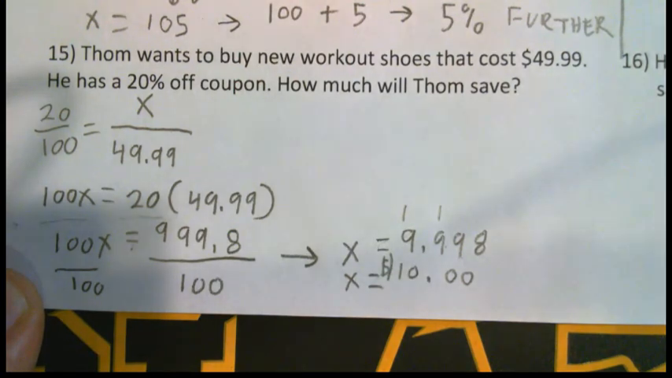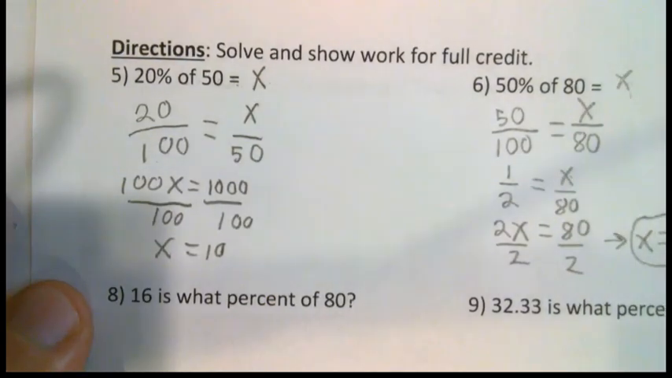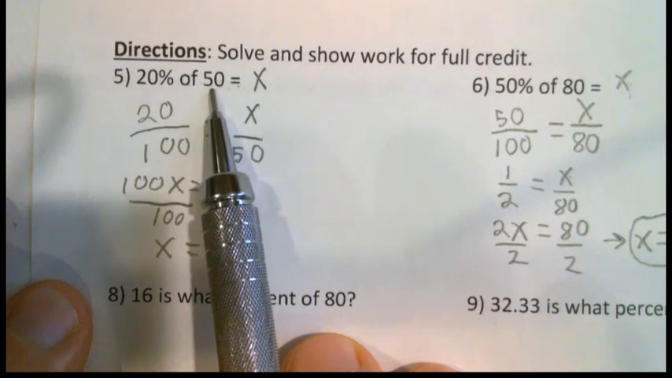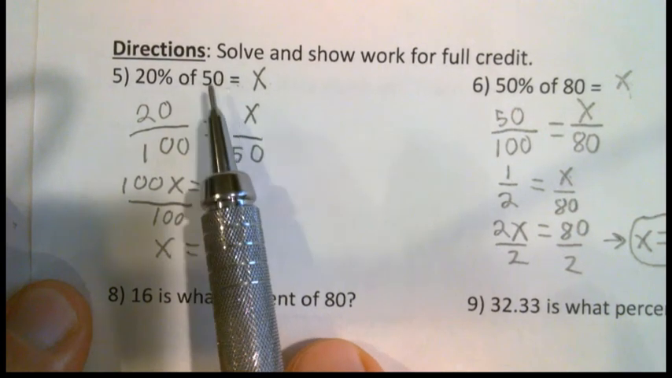If you go back and look at number 5, this is almost an identical problem. It's just 1 cent different. So instead of 49.99, we got 50.